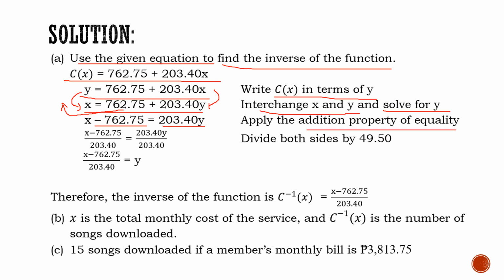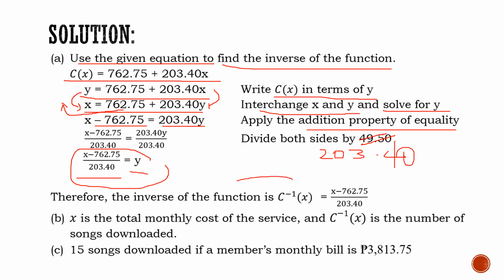Now, our task is to make sure that the numerical coefficient attached to your y is equal to 1. That's why we need to divide both sides by 203.40. So it becomes y is equal to x minus 762.75 over 203.40. So this will be the value of your inverse function.